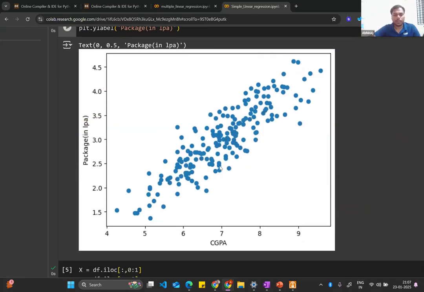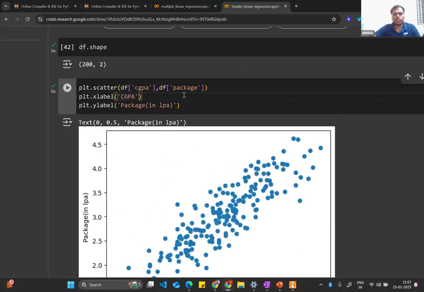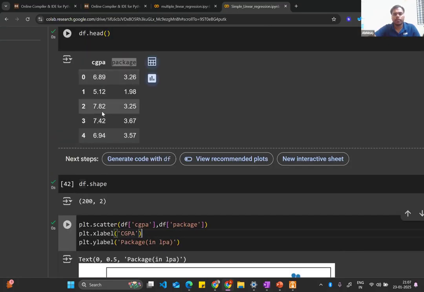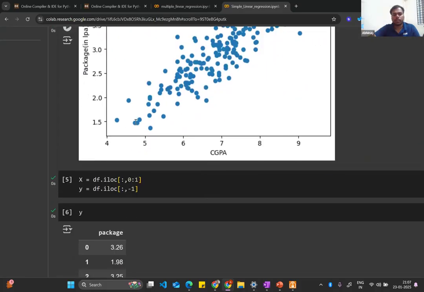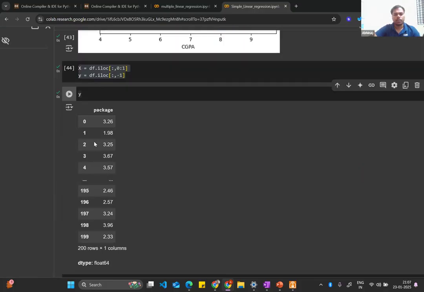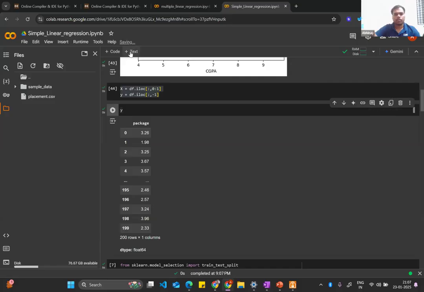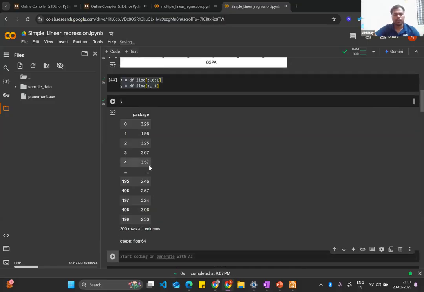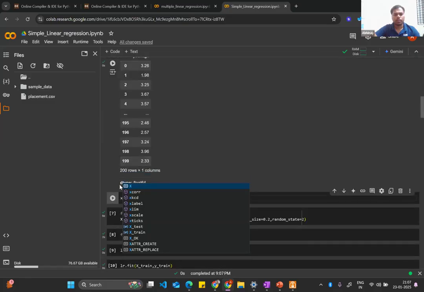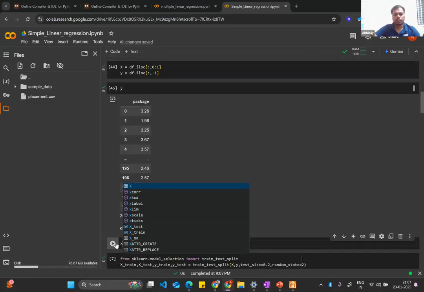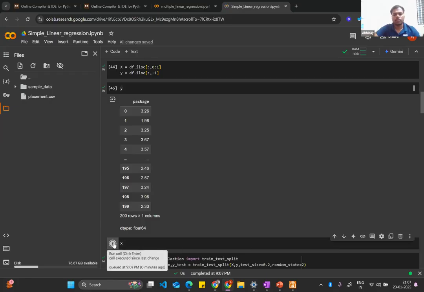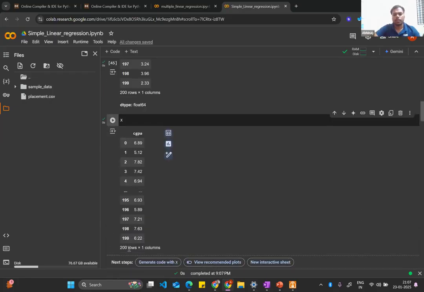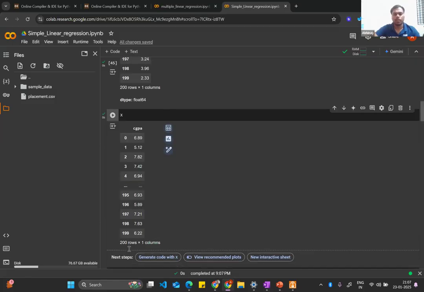Now what we will do is again divide this data set. This will be our train, this will be our input, and this will be our output data set. In the X and Y, you can see your Y is this. If I go for X also, you can see this is your X, again 200, one column in your data set.